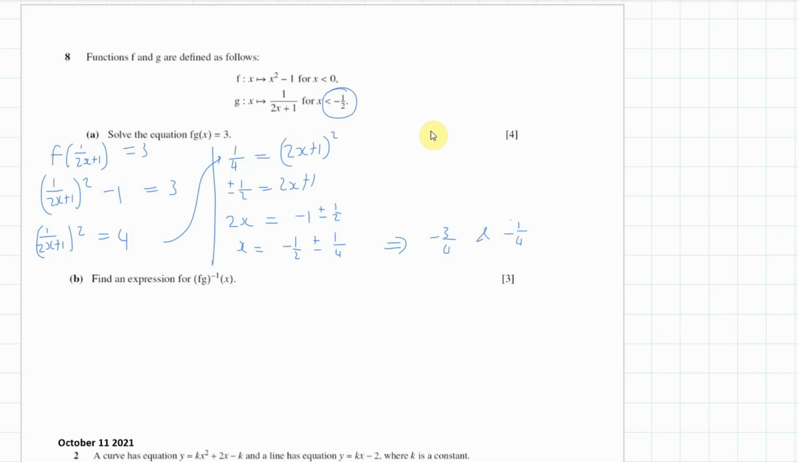But we've been given this information here. X is less than 1/2, so this would be it. X equals, that's my final answer.